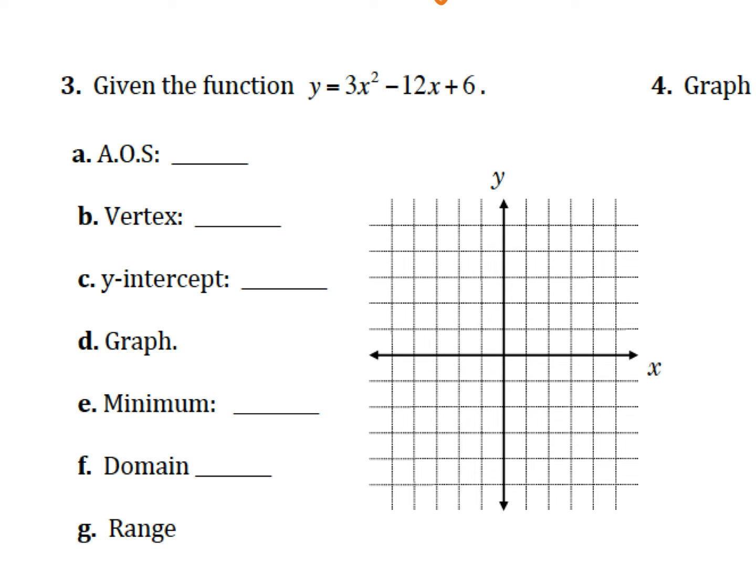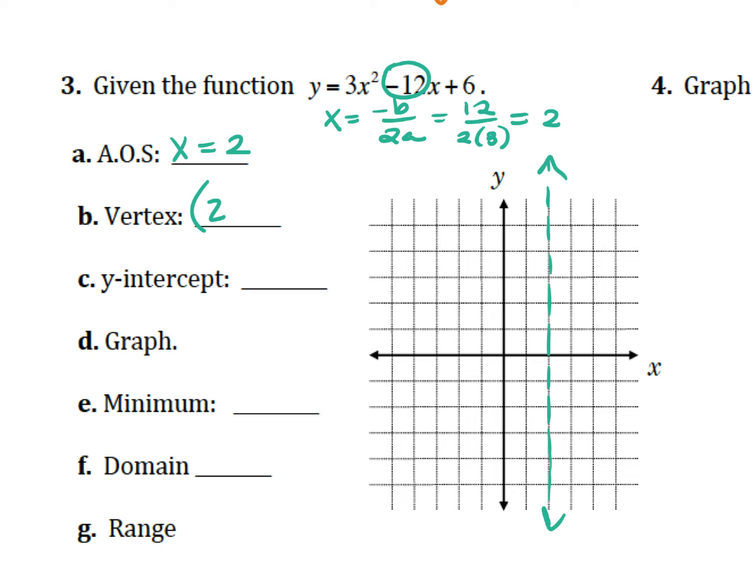So axis of symmetry, x equals negative b over 2a. So like I said, if this is a negative 12, if it's minus 12, we treat that like a negative. That means the opposite of that is going to be a positive 12 over 2 times your a value, which is 3. So 12 over 6 is going to be 2. So your axis of symmetry is x equals 2.